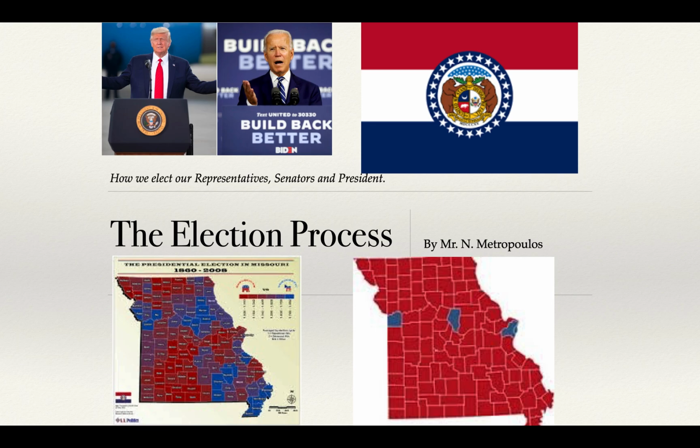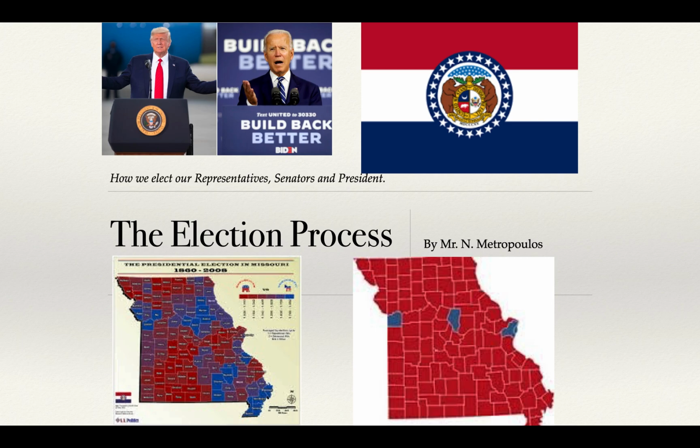Let's look at the election process. We're going to look at it on the American level and the federal level. We're going to look at it on the state and Missouri level. And we're going to look at, to some degrees, the districts within the state. So we're going to try to look at this process.